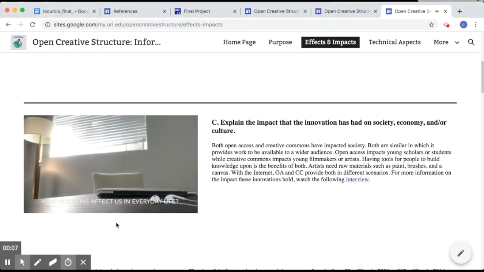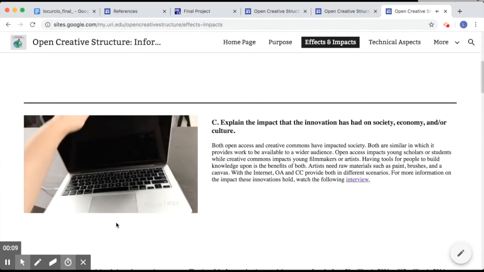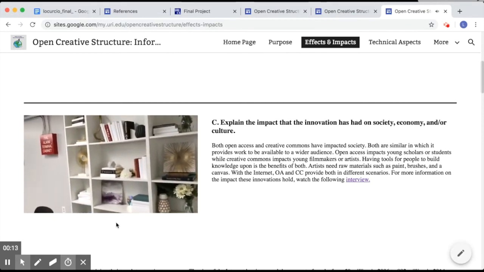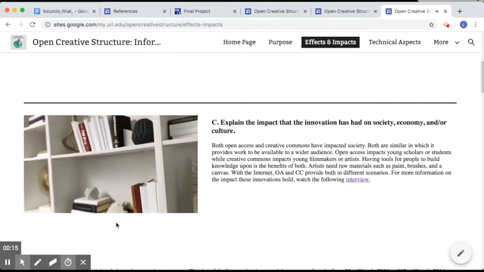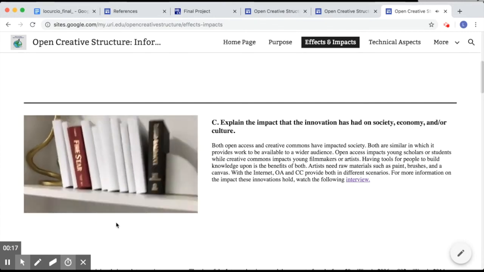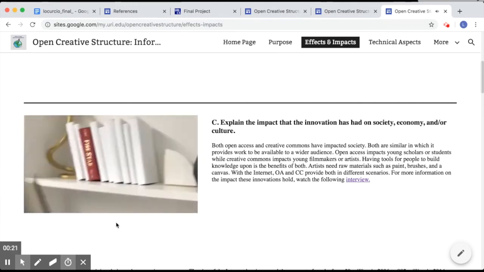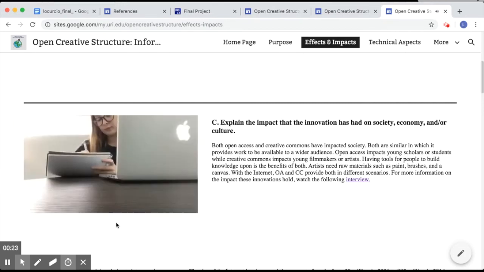How does this affect us in everyday life? Open access and Creative Commons are beneficial because they provide information or documents with no license limitations. This will help students take advantage of academic writing for free, rather than having to pay for a subscription. Open access and Creative Commons provide accessible materials in order to teach or to aid in creating.